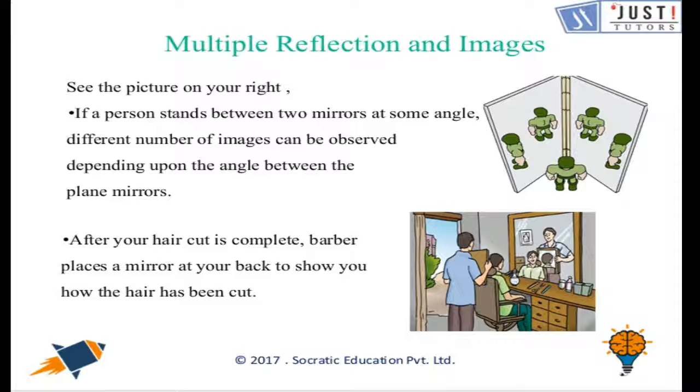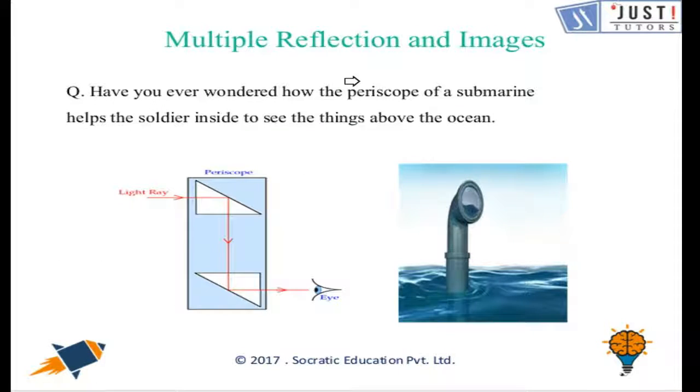Now let us have a look at what we mean by multiple reflection and images. A common example is when a person stands between 2 mirrors at some angle, a different number of images can be observed depending upon the angle between the plane mirrors. Also, when your haircut is complete, the barber places a mirror at your back to show you how the hair has been cut. We can say that we are observing lots of reflections there, where front and rear images are thus produced.